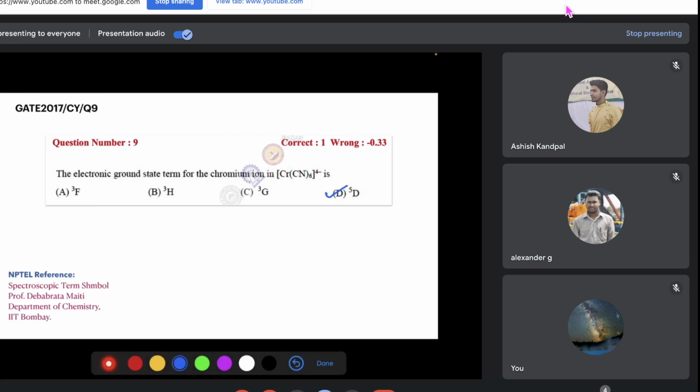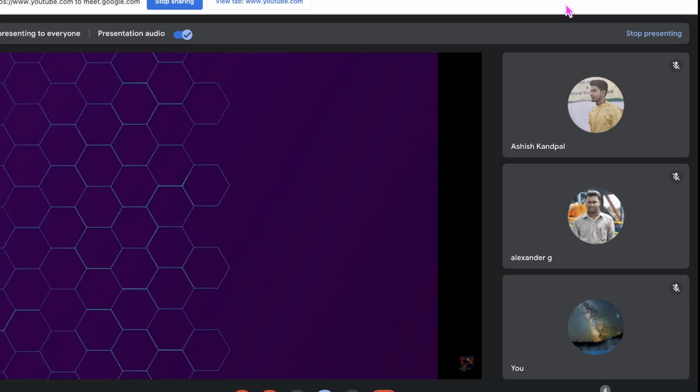And the NPTEL reference that I will recommend you to go through is the spectroscopic term symbol. Sorry, there's a typo. By Professor Debarata Mehti, from Department of Chemistry, IIT Bombay. And here is the link below. Thank you.